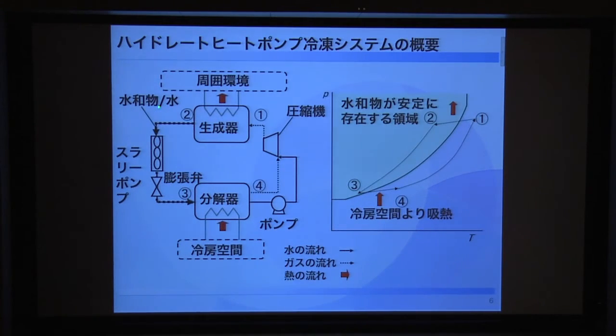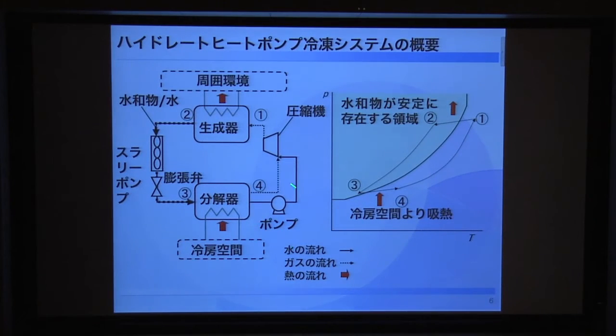Now, the idea is, can we change the working media? Put hydrate and water within the cycle to do exactly the same. This is the principle of hydrate heat pump. So let's say we start with hydrate. Hydrate has to be slurry, otherwise we cannot move it down the cycle. So we have a mixture of hydrate and water, and this will be moved using a slurry pump.